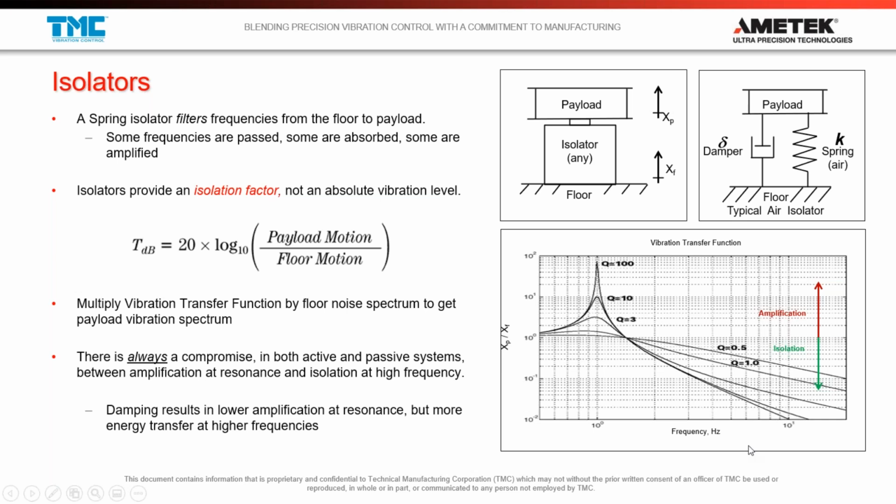And you can see that there's a little bit of a trade-off. We have less isolation at higher frequencies. But say we get to a Q factor of 0.5, a very, very high level of damping. Well, we've done a pretty good job of almost mitigating our resonant frequency, but our high frequency isolation has suffered greatly. So there's always a trade-off.